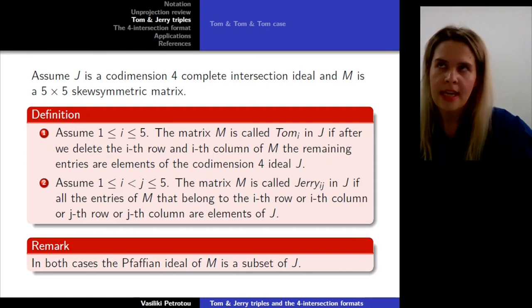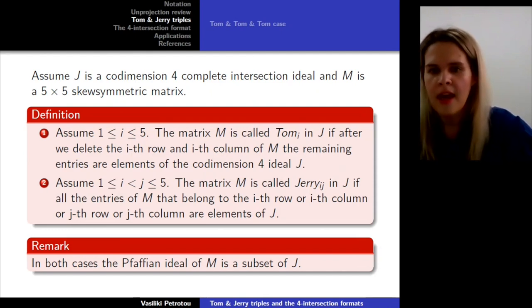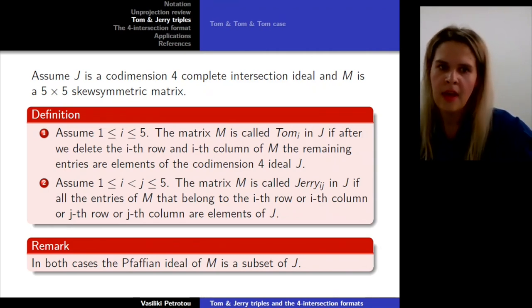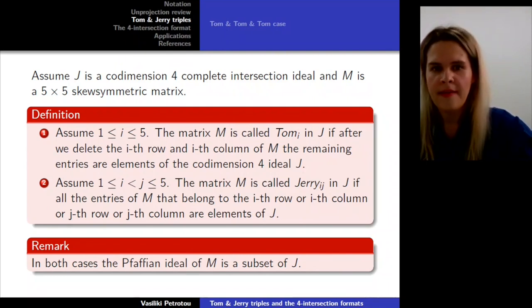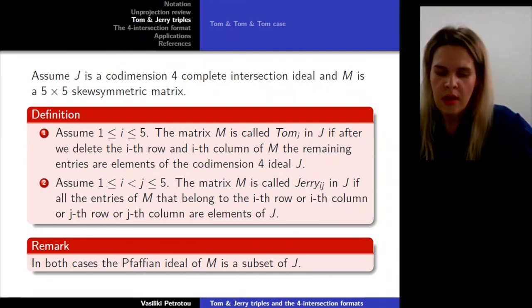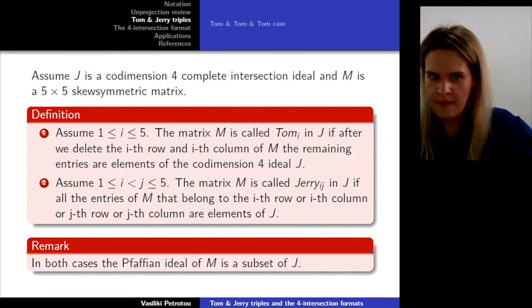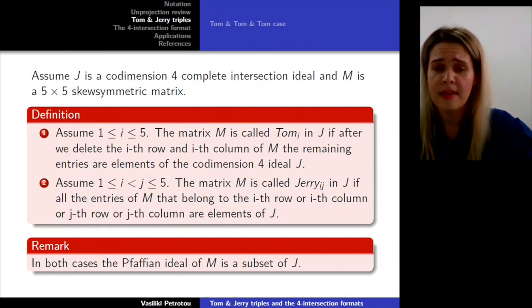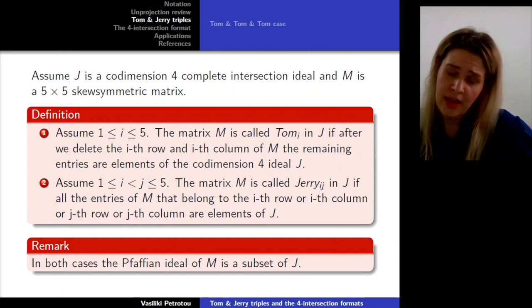But also let's see which question these two families answer. Assume that we have a codimension 4 complete intersection ideal J, and a 5 times 5 skew-symmetric matrix M. What conditions can we set on the entries of the matrix M such that the ideal of Pfaffians of this matrix is contained in the ideal J? The Tom and Jerry families are two different answers to this question.